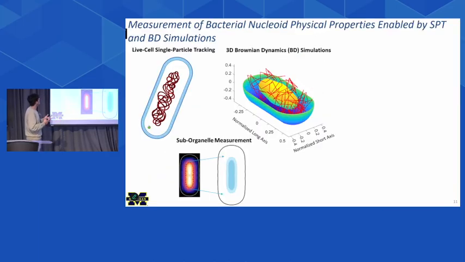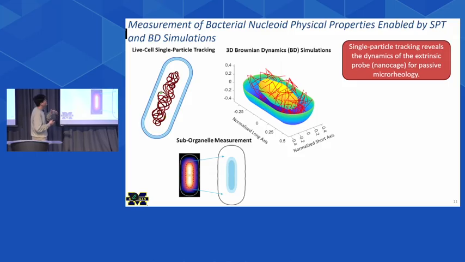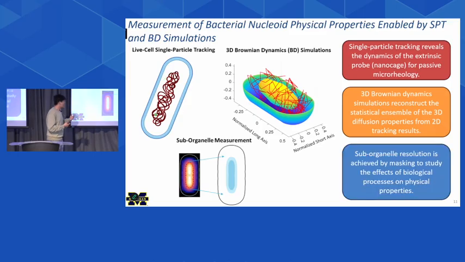To summarize my methodology, we first used single particle tracking to reveal the dynamics of the extrinsic probe for passive microrheology. Then we used a 3D Brownian dynamics simulation to reconstruct a statistical ensemble of the 3D diffusion from 2D tracking. We further improved our resolution to the suborganelle level. In this way, we can use the method to study how biological processes influence physical properties.